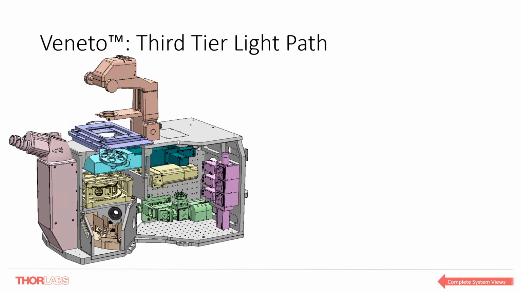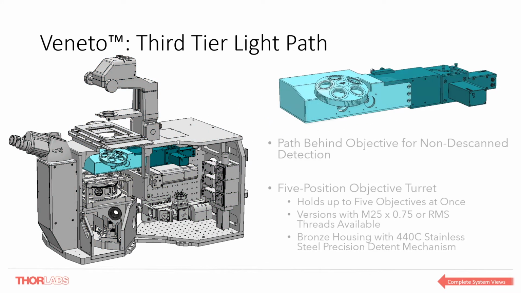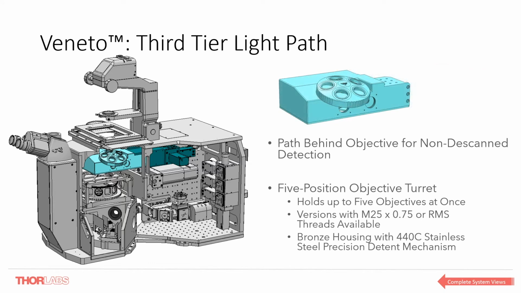The objective tier has 2 major sections. The front contains the objective turret, as well as internally a motorized selection device that allows the introduction of laser-based autofocus systems, or allows for a dichroic to provide a path to the non-descanned emission path. The turret is a very smooth-acting mechanism that allows for 5 M25 objectives to be installed.